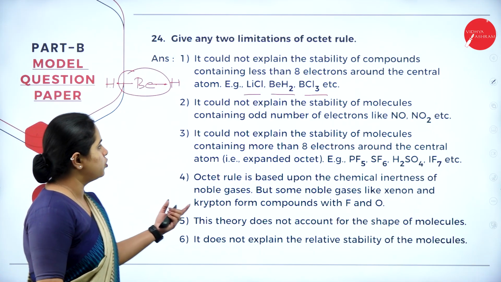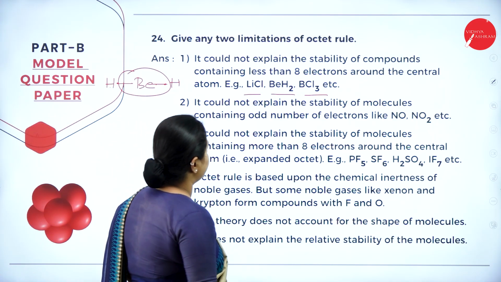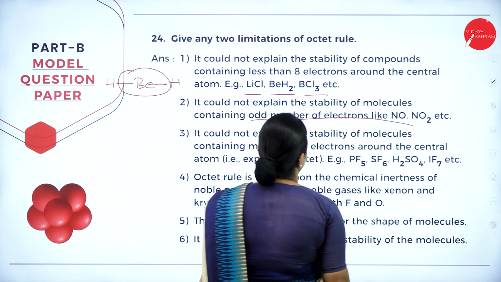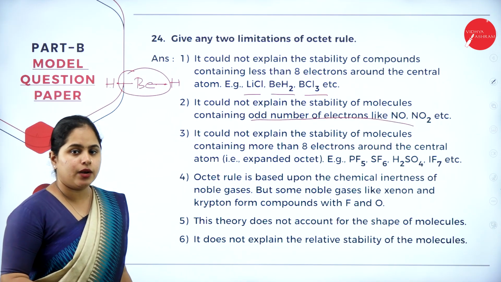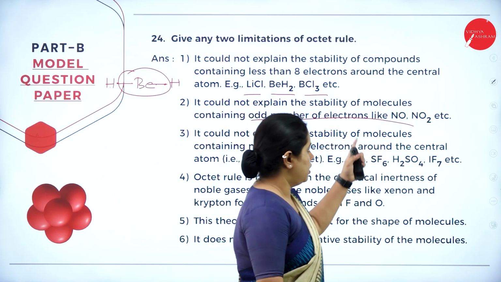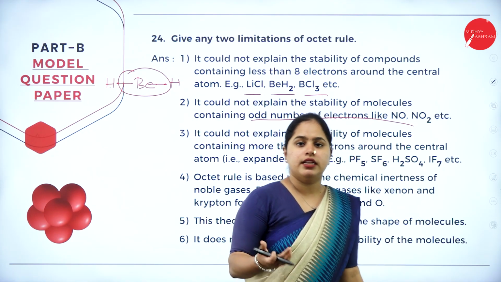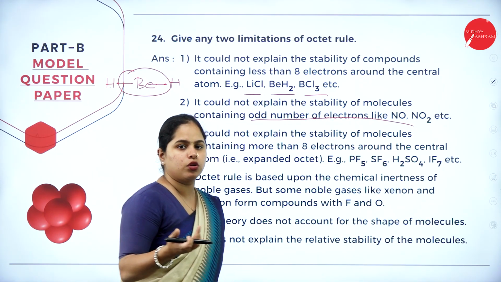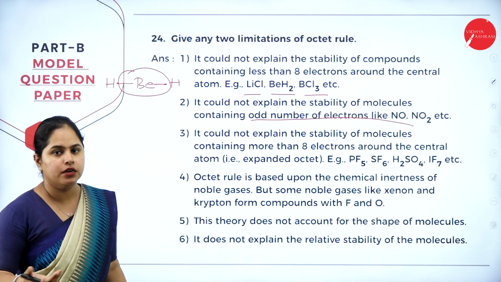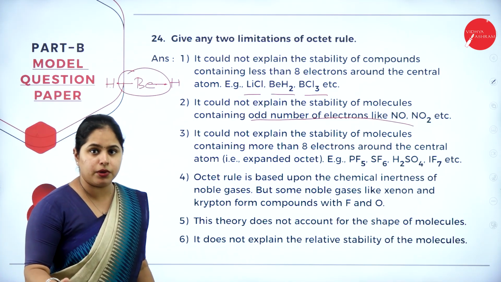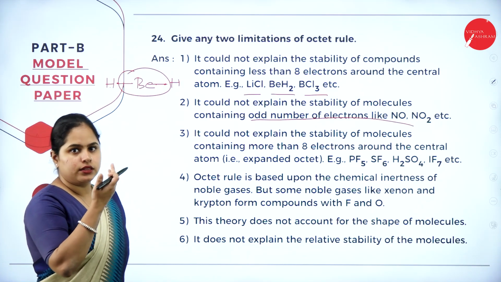Moving on to the next one, it could not explain the stability of molecules containing an odd number of electrons like NO and NO2. In nitrogen oxide and nitrogen dioxide, nitrogen is having 5 electrons in its outermost shell, which is an odd number, right? Such species are also stable, which could not be explained by the octet rule.